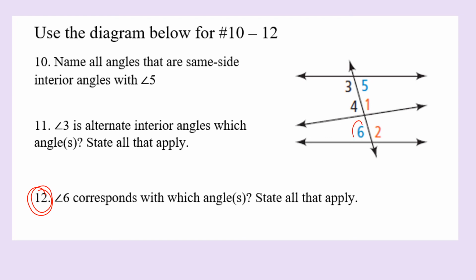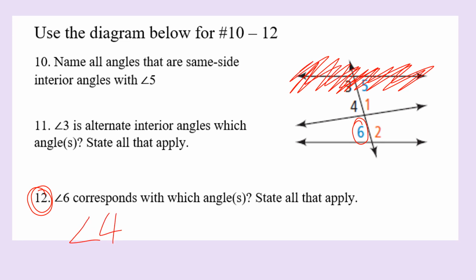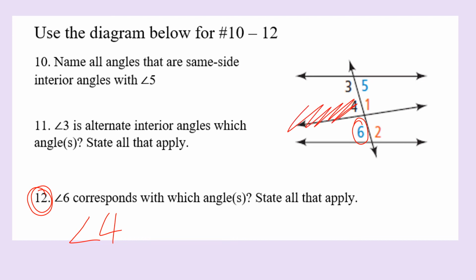So angle 6 is here. If we were to cross this out up here, my corresponding angle would be angle 4. Now, because it's multiple lines, I need to deal with both. So now if I cross this out, I do not have a corresponding angle with angle 6 here because this one is interior and so are the rest of these. These are all interior. So for 6 to have a corresponding angle, it would have to be up here, but we don't have a number there. So the only angle that would correspond with angle 6 is 4.